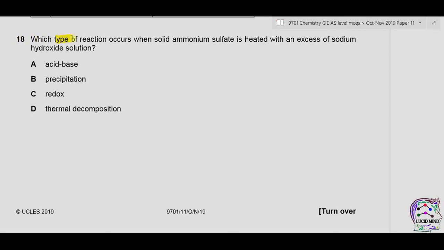Question 18. Which type of reaction occurs when solid ammonium sulfate is heated with an excess of sodium hydroxide solution? Now you should always remember that whenever ammonium sulfate salt is reacted with alkali, it forms salt, which is sodium sulfate, water, and ammonia gas is released. This is also a test for the presence of ammonium ion.